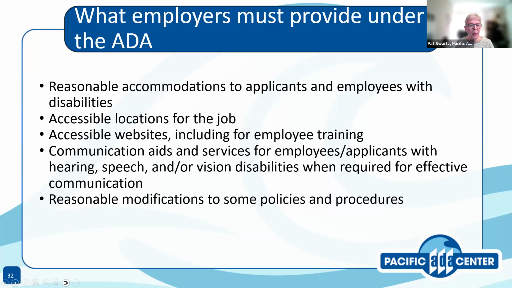They're provided with accessible websites, including the employee training. So if there's beginning employee training and a person is blind, there must be software on the computer that they can use, accessible websites as well. Communication aids and services for employees and applicants with speech, hearing, and or vision disabilities when required for effective communication. So they may need special devices to help them in their work. And employers must provide reasonable modifications to some policies and procedures. So if there are some policies and procedures that need to be adapted, changed, modified for individuals with disabilities, employers must do that as well.